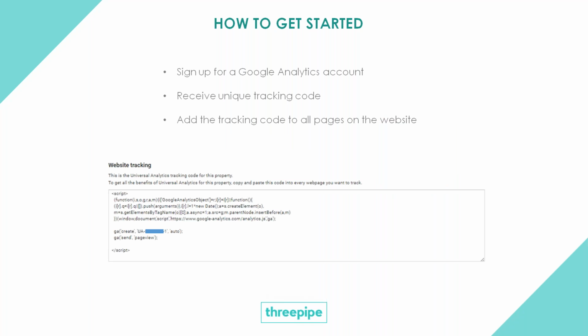To get started with analytics, you simply need to sign up to Google Analytics, after which you'll receive a unique tracking code, and that tracking code has to be placed across your website. This is probably something more for your developers to do, but the key thing is that this code needs to be across every single page across your website as opposed to just the home page or one of the inner pages.